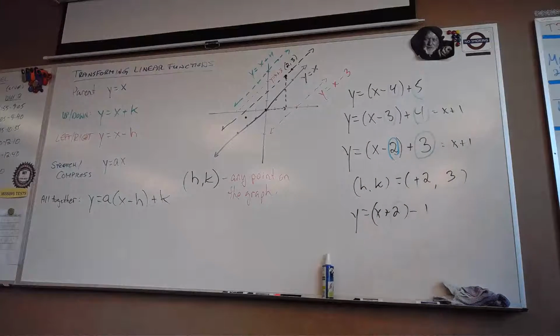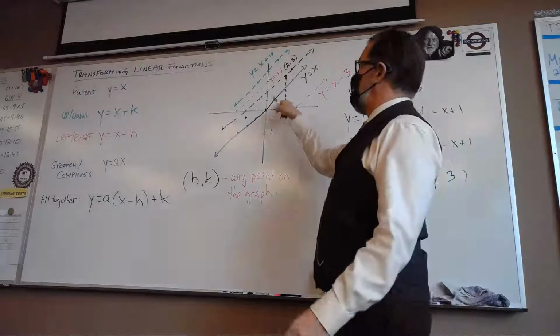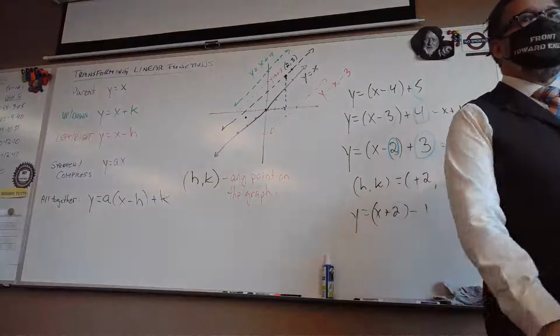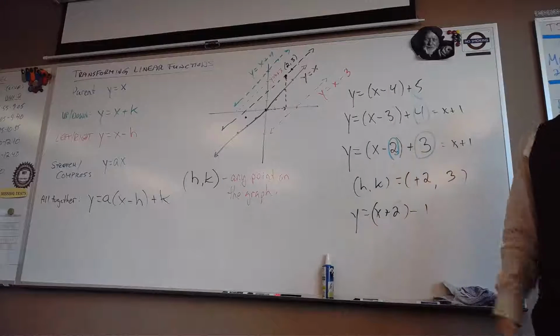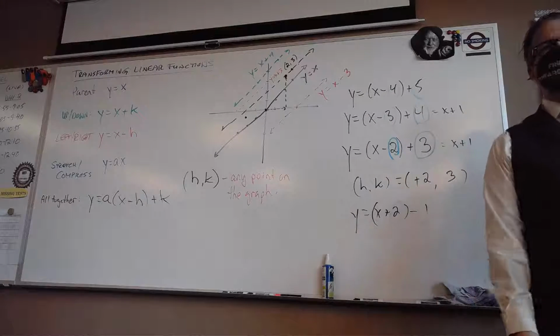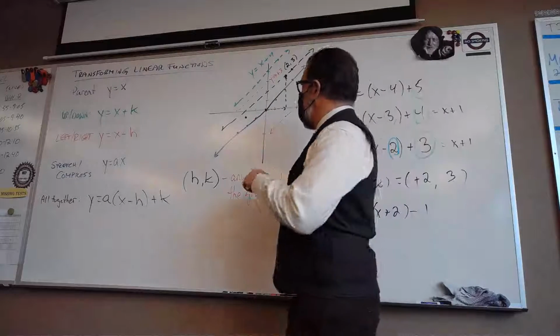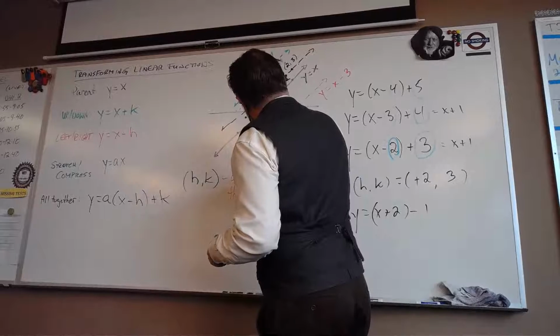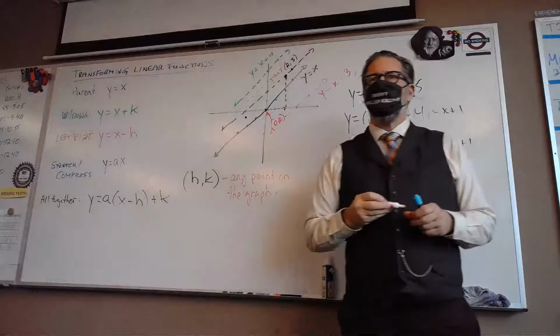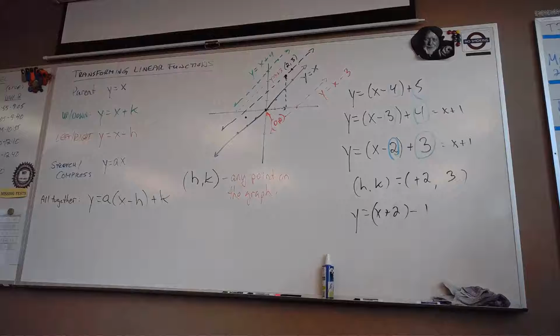Because if I'm going to transform something by 2 comma 3, then 2 comma 3 becomes a point on the graph. And if I want to transform something by 3 comma 4, then 3 comma 4 becomes a point on the graph. Because regardless of where I am, I started at 0, 0. Which means that if I transform the graph y equals x by h and k, then h comma k becomes a point on my graph. Does that make sense to you guys?